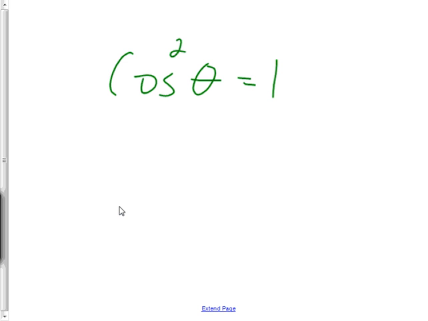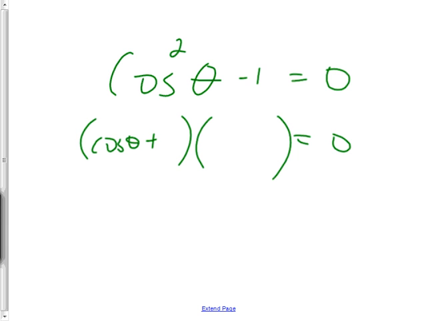Okay, so the deal here was to get rid of cosine squared. Here's how you'd factor it. You just got to set everything equal to 0, right? So you just move the 1 to the other side. So it equals 1 like this, right? So I subtract 1 from both sides. And now it equals 0. And then I could factor it.